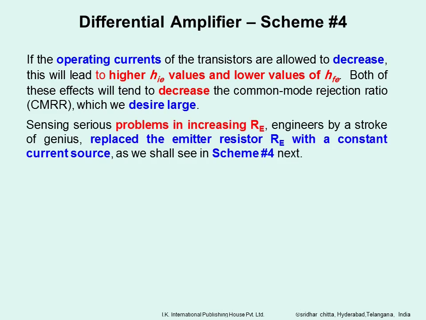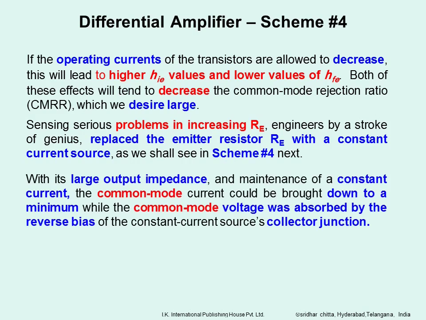Sensing serious problems in increasing RE, engineers, by a stroke of genius, replaced the emitter resistor RE with a constant current source, as we shall see in Scheme 4 next. With its large output impedance and maintenance of a constant current, the common mode current could be brought down to a minimum, while the common mode voltage was absorbed by the reverse bias of the constant current source's collector junction.